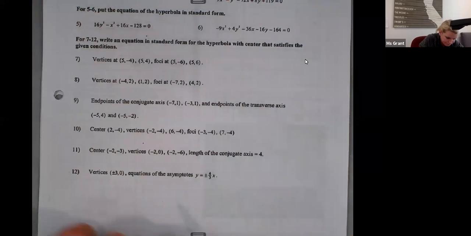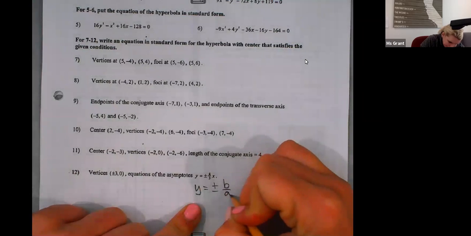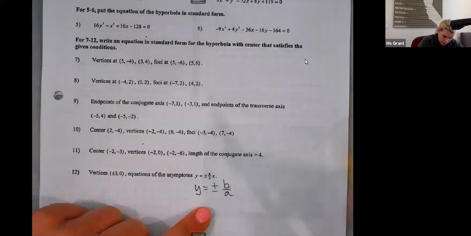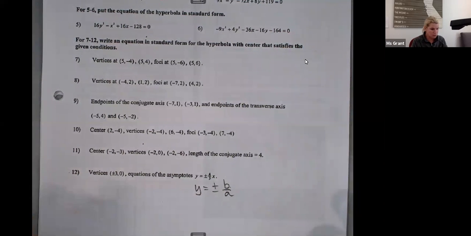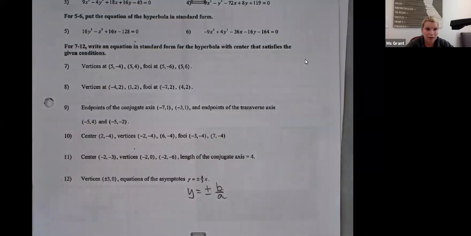Oh, check this out. Y equals plus or minus B over A. So that means B is going to be 4. Look at number 12. B is going to be 4 and A is going to be 3. Something to keep in mind. Drawing a little sketch for these when you do the homework is a really good idea. I don't want you to get lazy and not do this homework. This is important stuff.